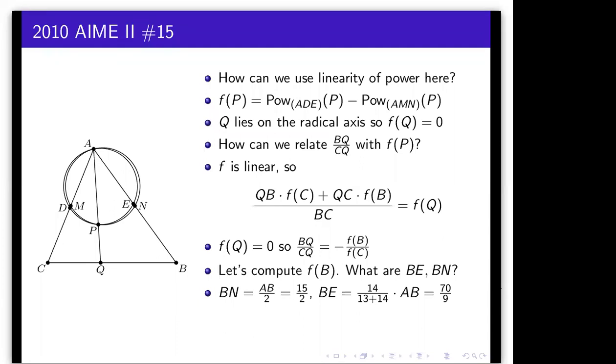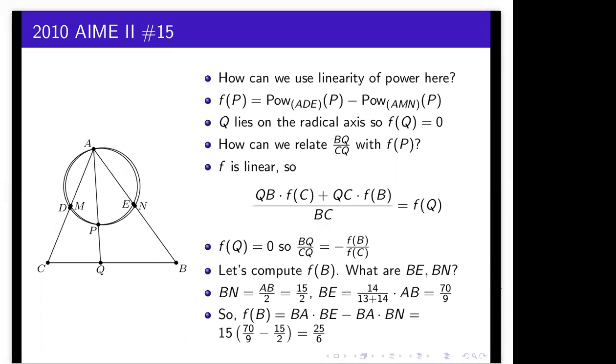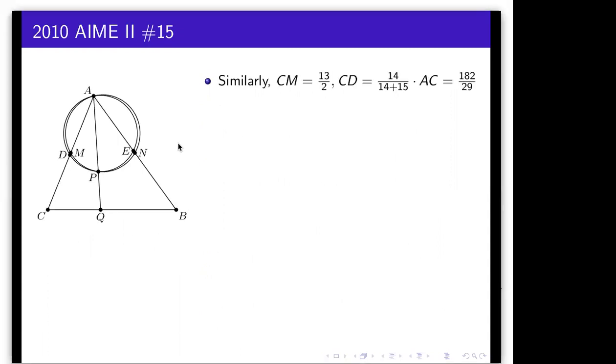So this means that f of B is going to be BE times BA minus BN times BA. And when we plug in all our numbers, we're going to get 25/6. So the rest is easy. We do the exact same thing with f of C. So CM is 13/2. CD by angle bisector theorem again is 182/29, which makes f of C equal to negative 169/58.